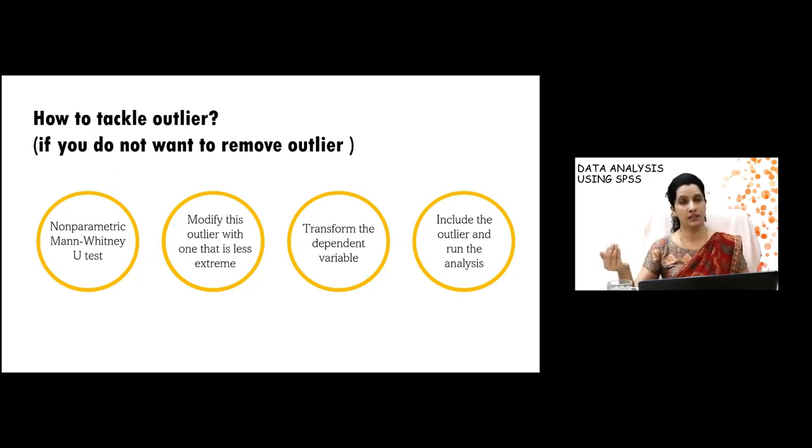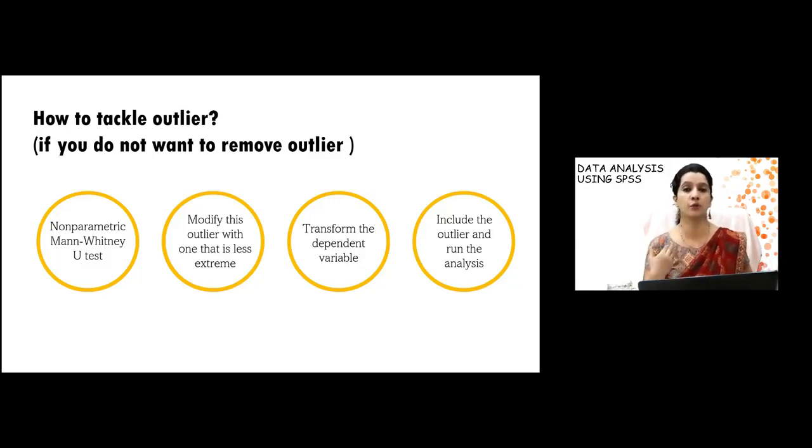Then you can ask the question: if the t-test is robust and doesn't get affected by a few outliers, then why is there a need to check for outliers? Yes, there is a need, because if the outliers are a very large number, then you need to do a non-parametric test. Or you should always report this outlier in your data analysis.